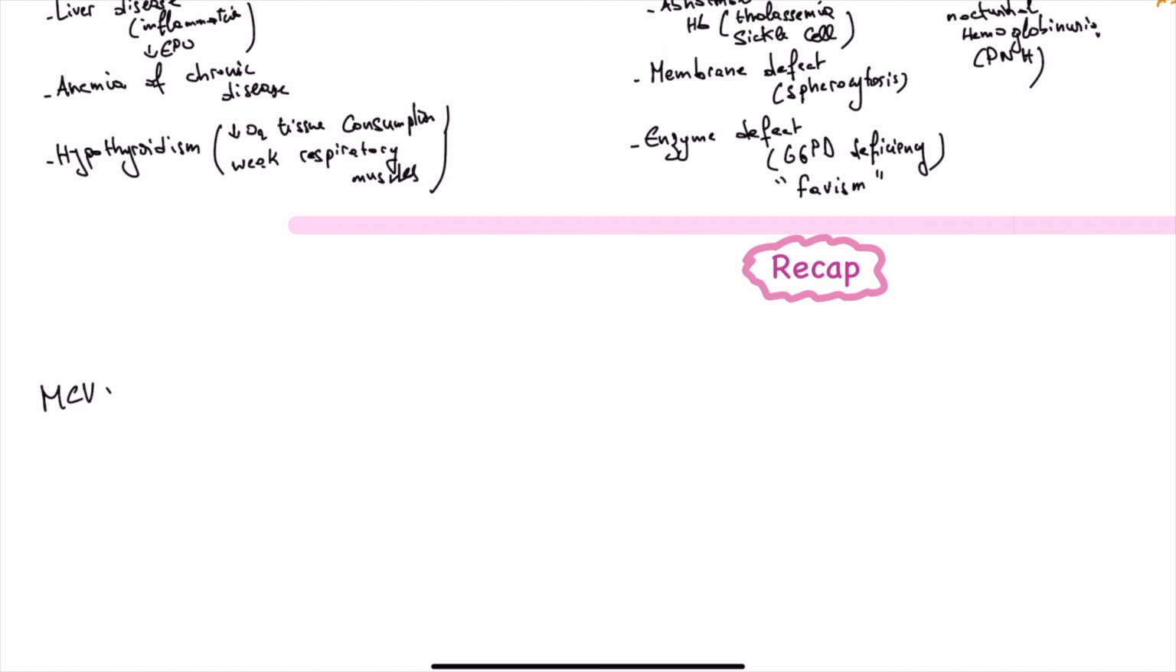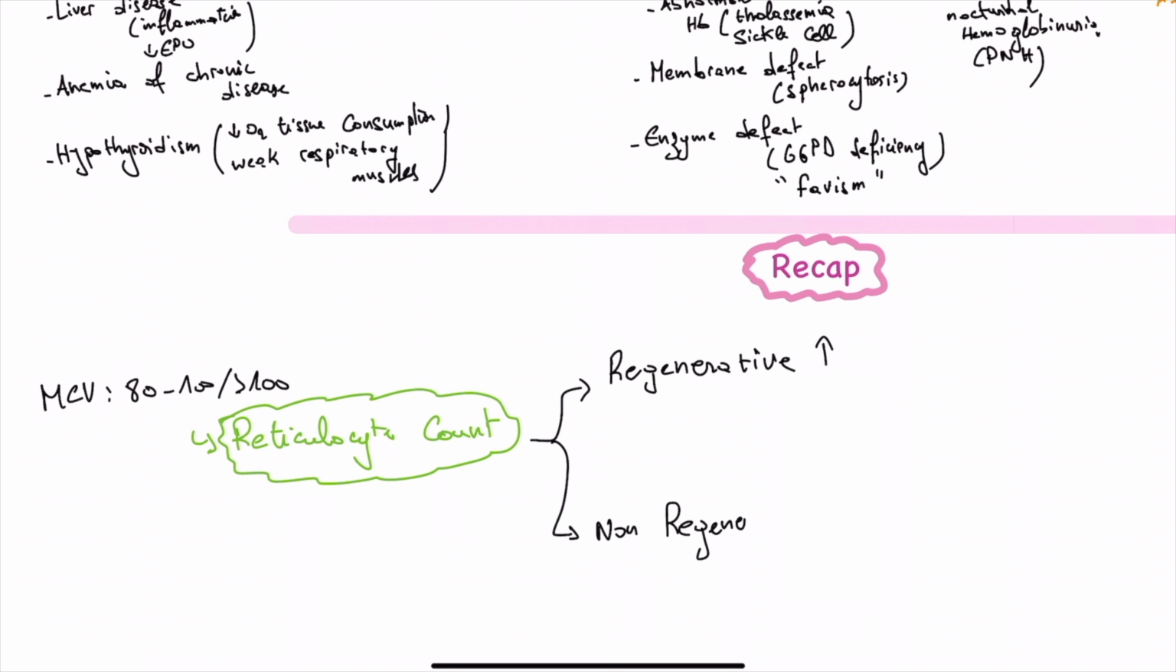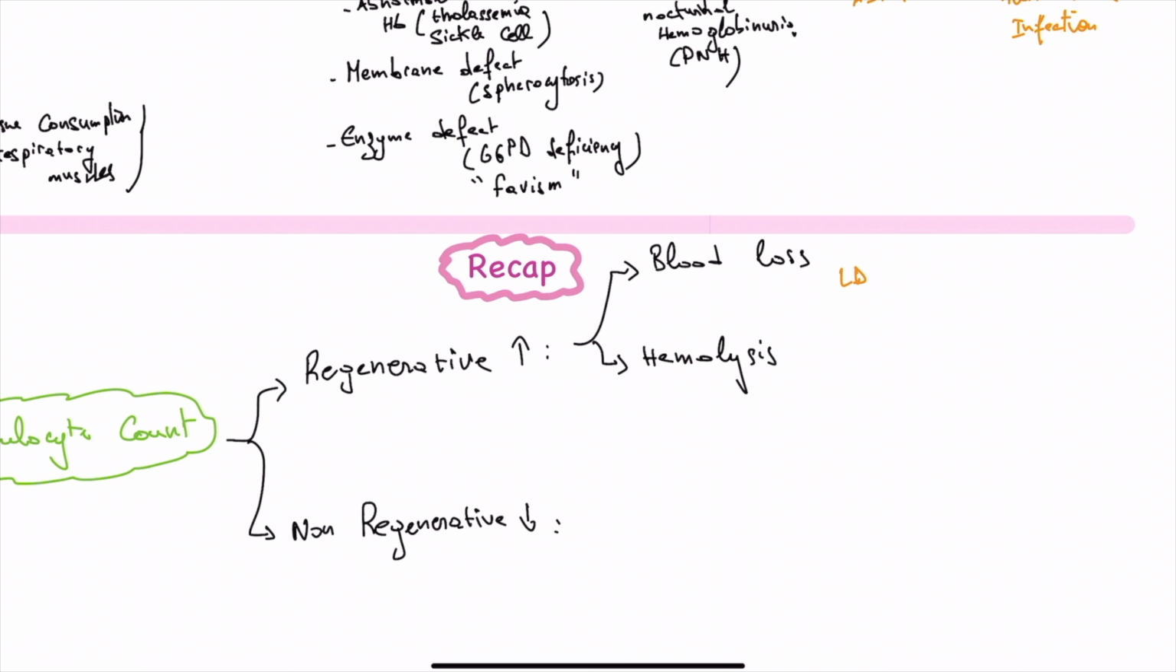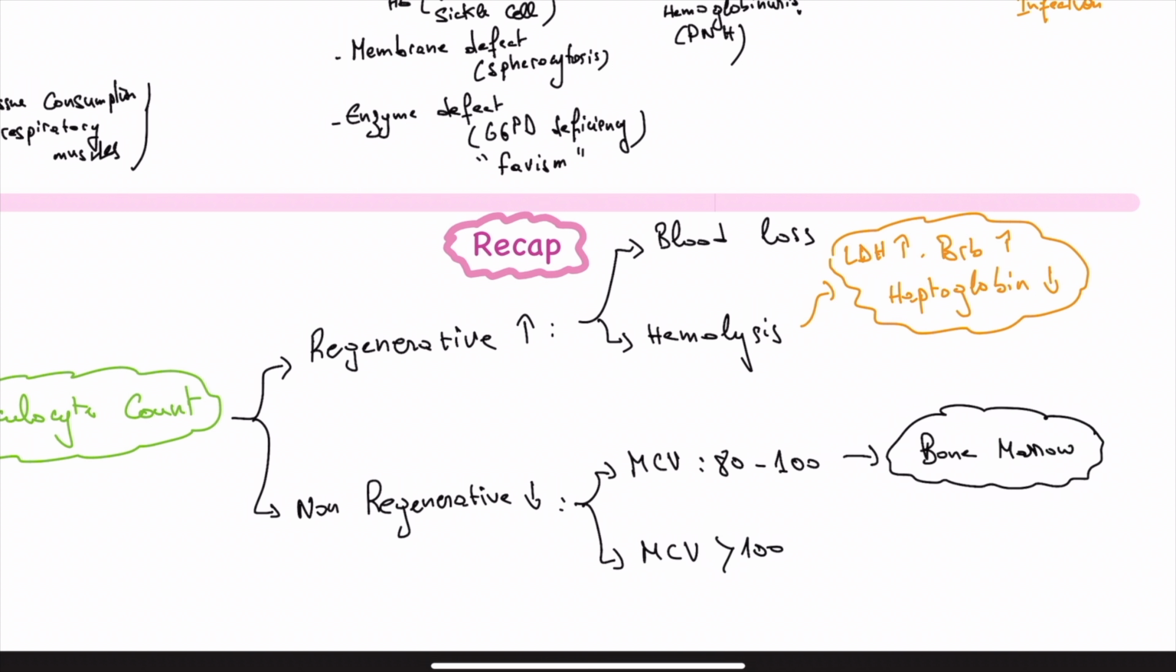So to recap, if the MCV is between 80 and 100 or above 100, the first thing you'll need to check is reticulocyte count. If it's regenerative, either blood loss or hemolysis. To know the difference, check LDH, which is elevated, and indirect bilirubin, also elevated, and haptoglobin will be low in hemolysis. If it's non-regenerative and MCV is between 80 and 100, check the bone marrow. If it's above 100, it could either be megaloblastic from B12 or B9 deficiency or non-megaloblastic.